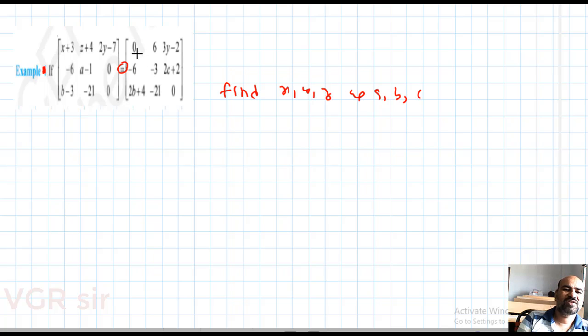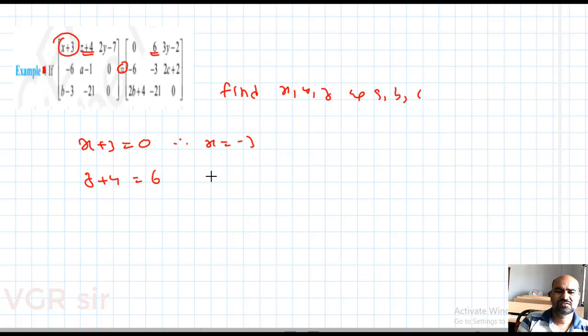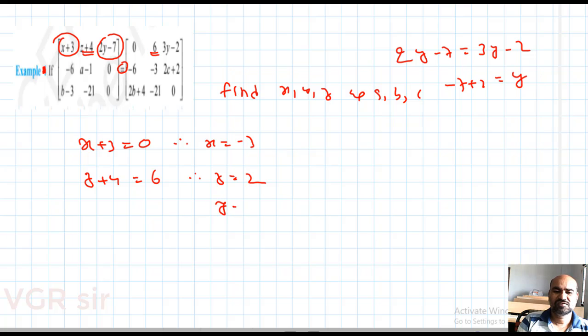Just comparison, no? By the definition of equality of two matrices, x minus 3 equal to 0 only, x plus 3 equal to 0 only. What is the value of x? Minus 3. So z plus 4 should be equal to 6. The meaning of that, z equal to 2. So 2y minus 7 equal to 3y minus 2. Interesting. Minus 7 plus 2 equal to y, so y equal to minus 5. Okay, so minus 6 equal to minus 6.